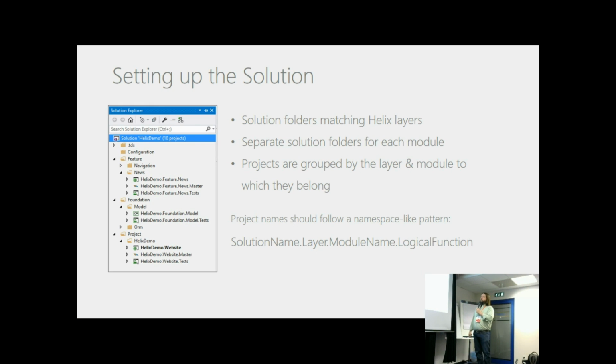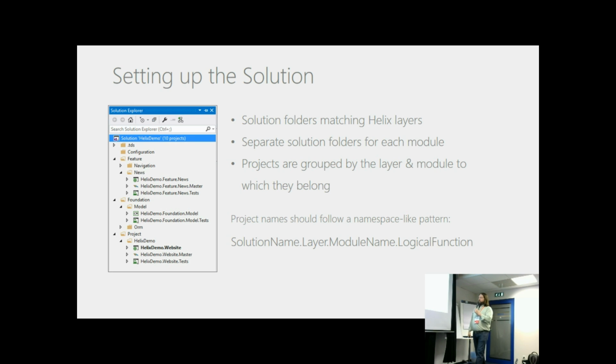So now what is it like to actually build it? Setting up the solution. The Helix documentation does talk about this as well, but when setting up the solution, you create solution folders that match the Helix layers. So you've got the foundation layer, the feature layer, and the project layer. You've got solution folders for those in Visual Studio. You've got separate solution folders for each module. So here in this example, we've got a news feature that has all the projects related to it. We've got a navigation feature. We've got a model feature in the foundation, ORM, things like that. So the projects related to a single business function belong in a solution folder named after that.